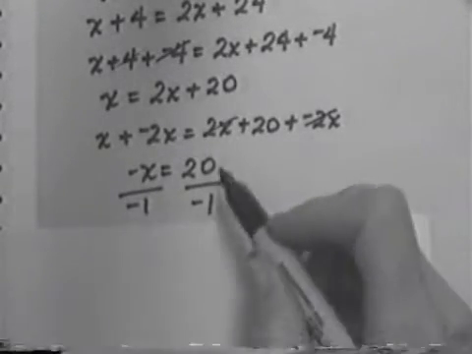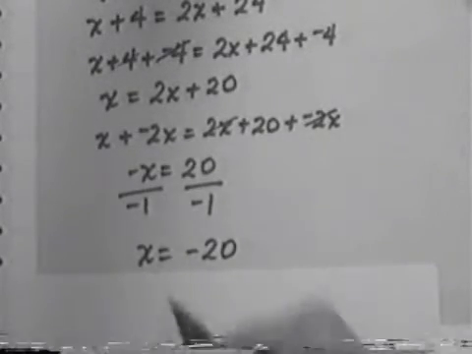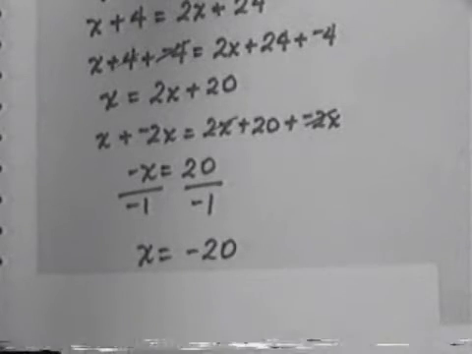On the left, the opposite of X divided by -1 is X. On the right, 20 divided by -1 is -20. And so we've got X is equal to -20.